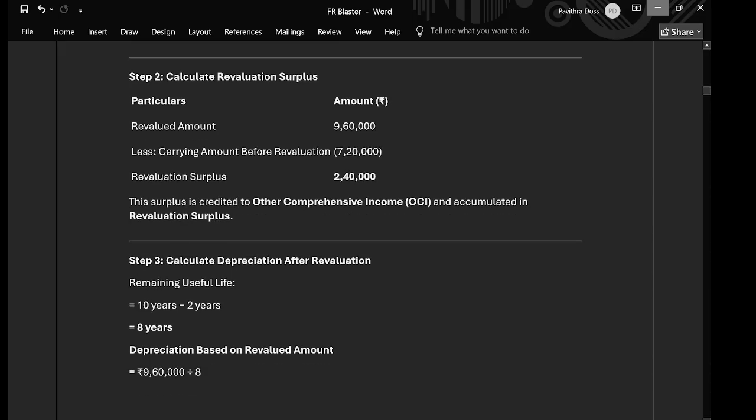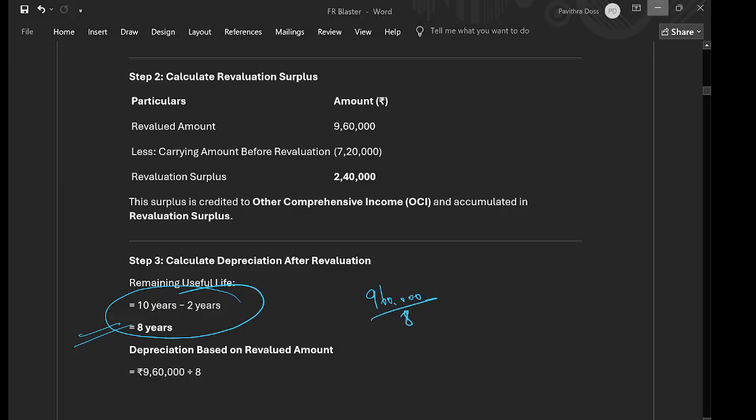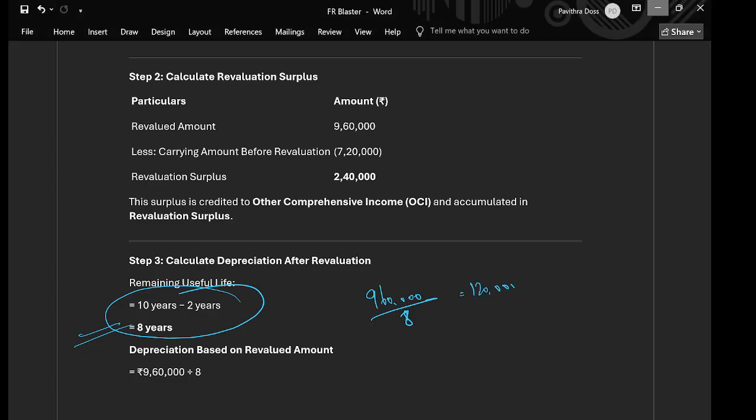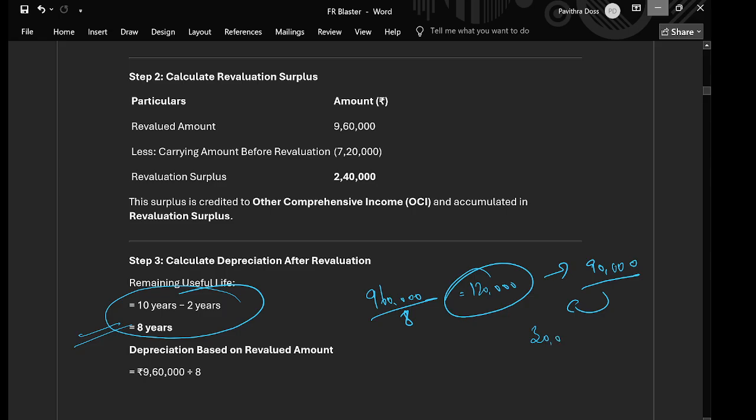So useful life remains unchanged. How many remaining years of useful life do we have? We have 8 years. So from the third year onwards, what is the depreciation for us? 9 lakh divided by 8, which means 1,20,000 is the depreciation that we are going to be charging from now on. Previously we had 90,000 of depreciation. So from now on, there's going to be an increase of 30,000 in depreciation.